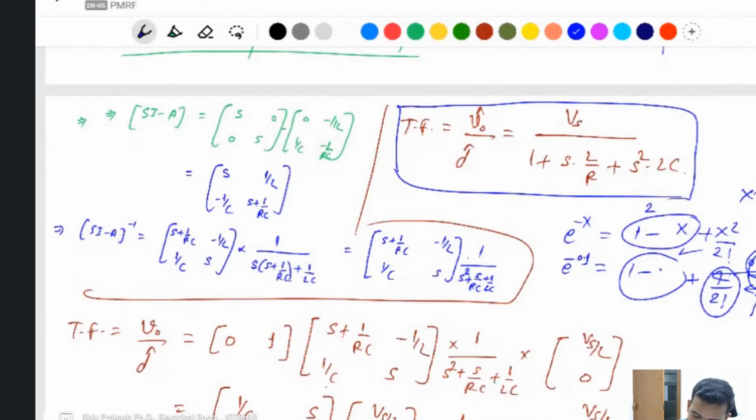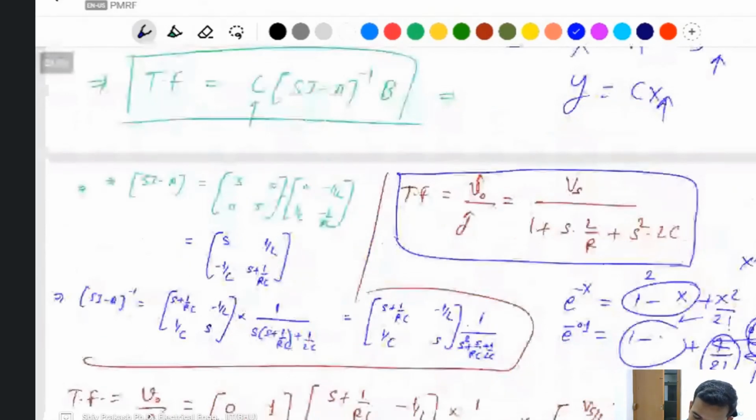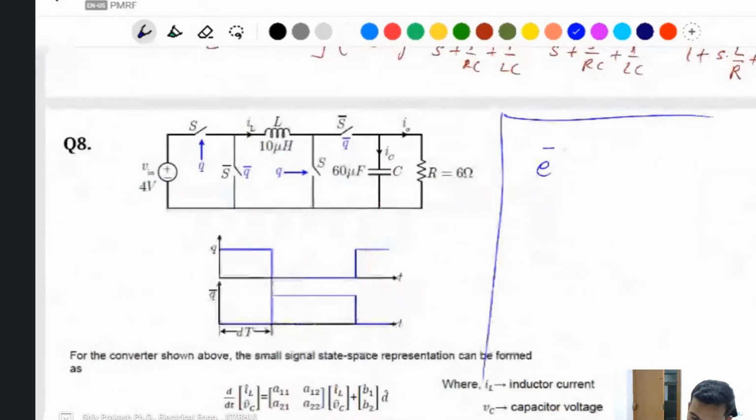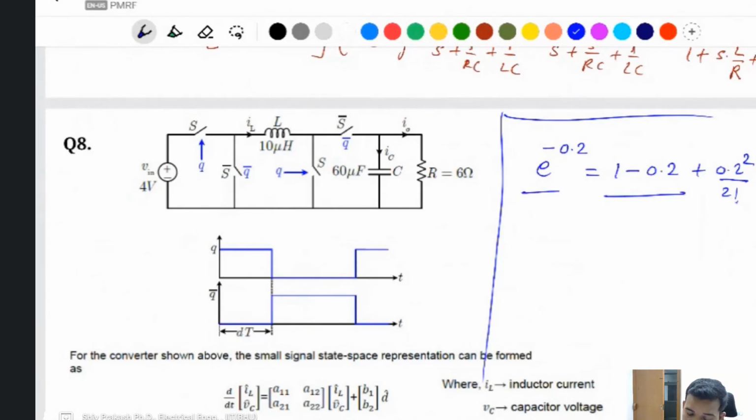For example, if you take e to the power minus 0.2, then 1 minus 0.2 plus 0.2 square divided by 2 factorial. Let's calculate from a calculator: e to the power minus 0.2 is 0.8187. Then you can calculate the other terms.